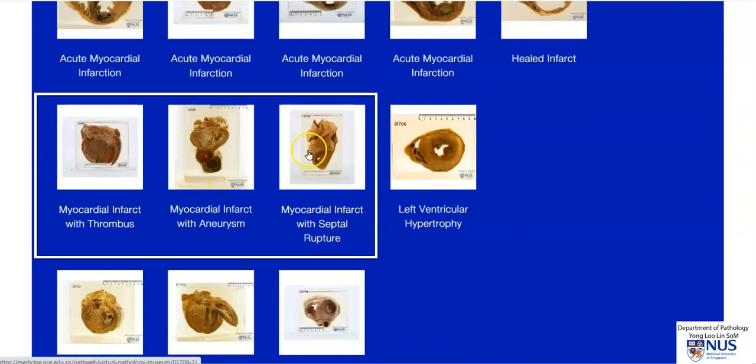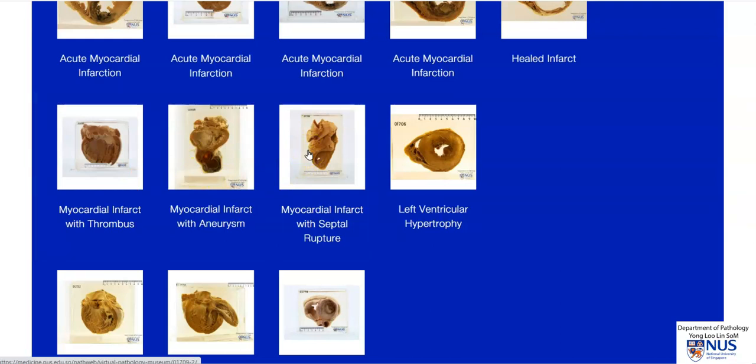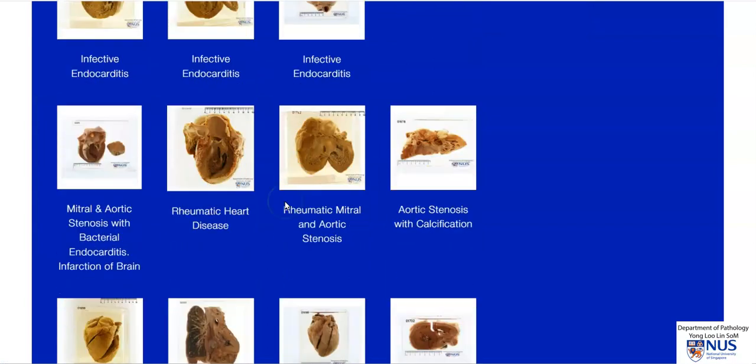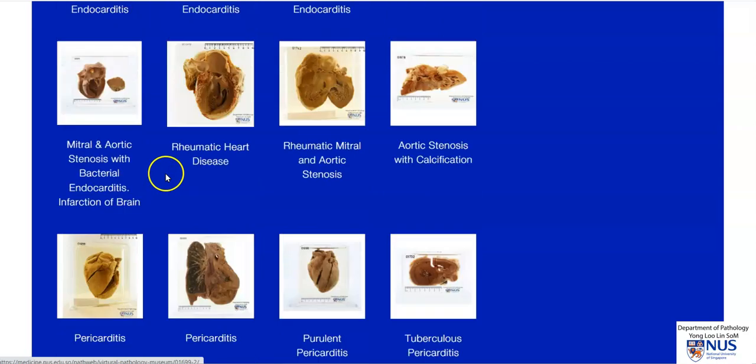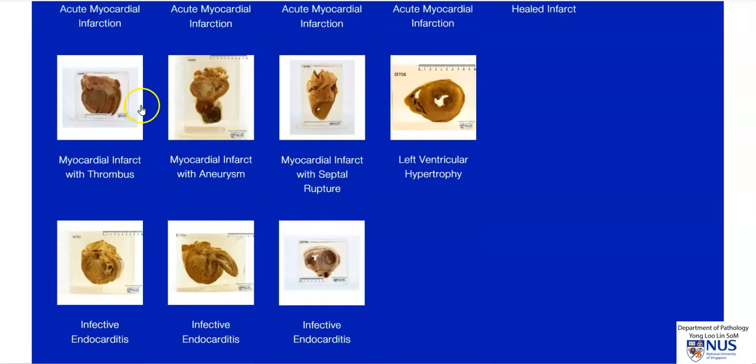Here are 3 examples of the complications of myocardial infarction that we have just looked at. And this is the example of pericarditis. There are also accompanying videos similar to this on each of these pages.